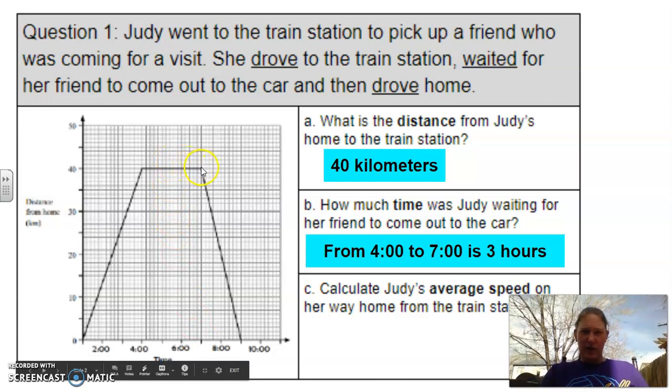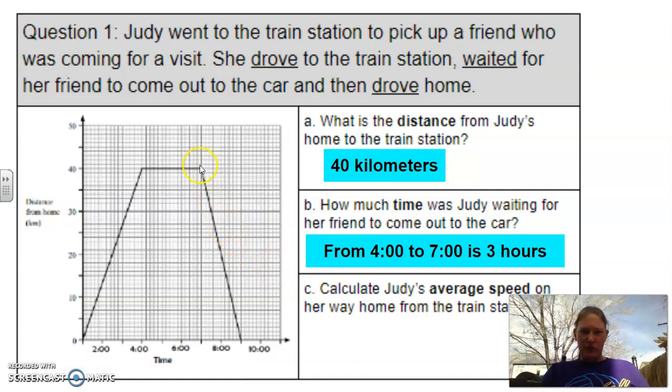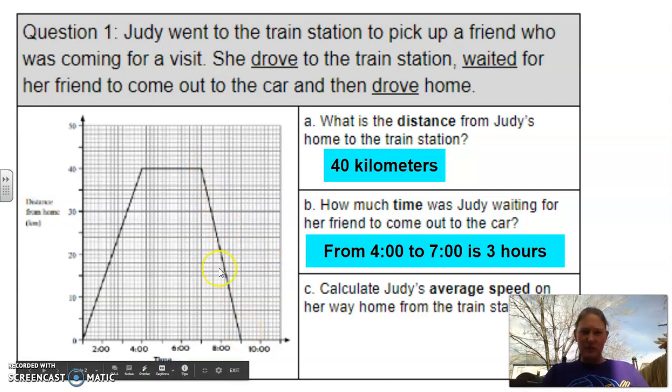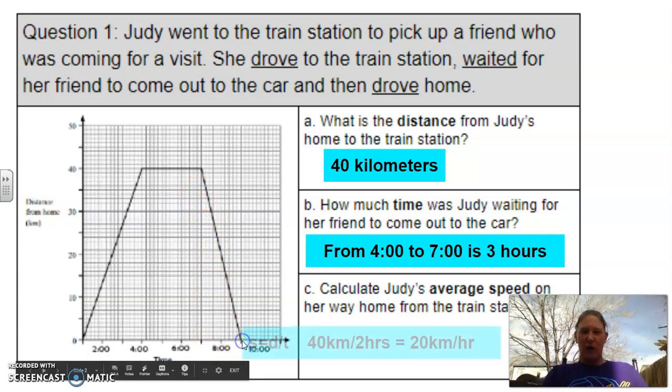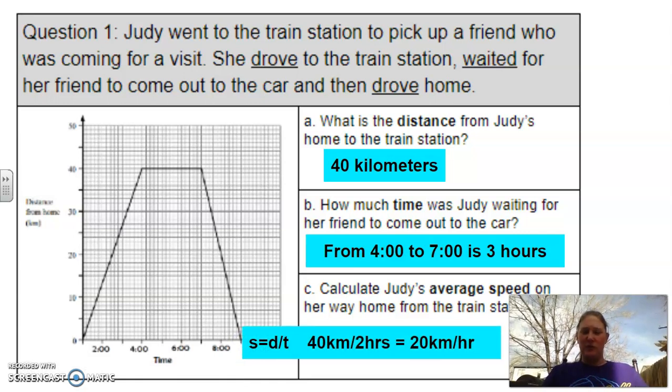When her friend does come out of the train station, the two ride back home, and it says calculate for part C Judy's average speed on her way home. So she traveled a total distance of 40 kilometers, and she did that between 7 and 9. So 40 kilometers divided by 2 hours is going to give us 20 kilometers per hour.